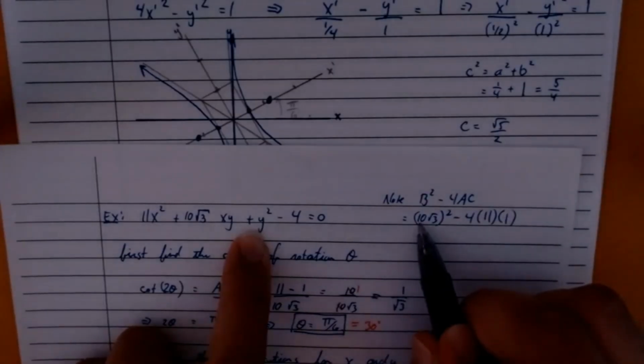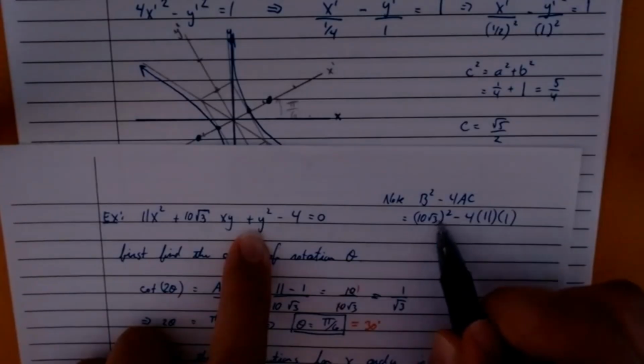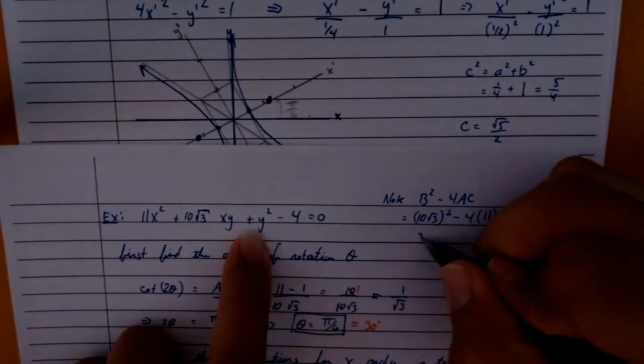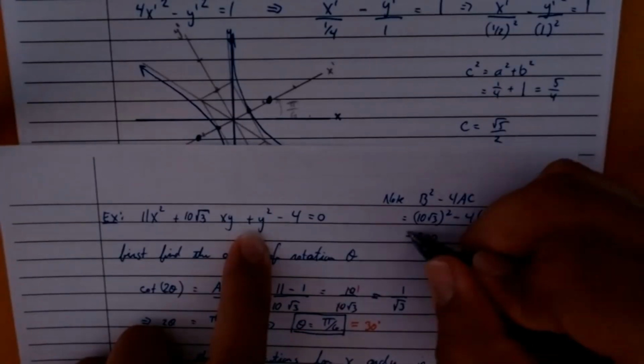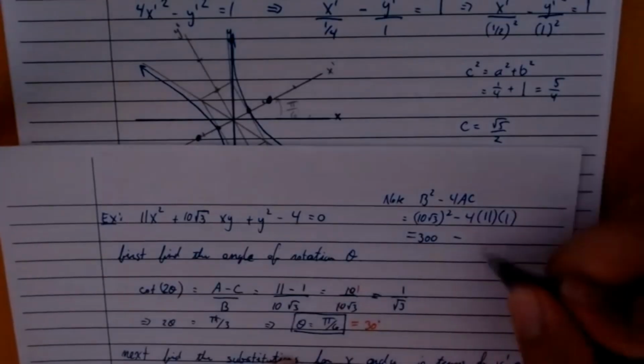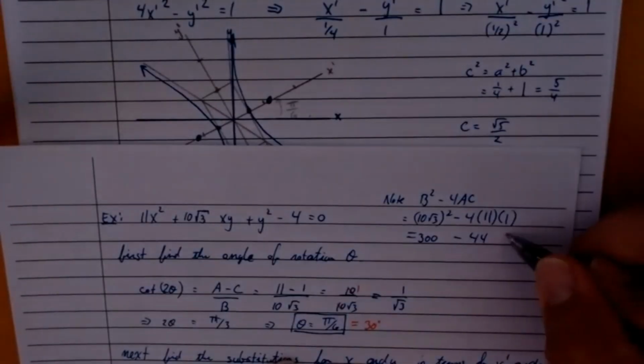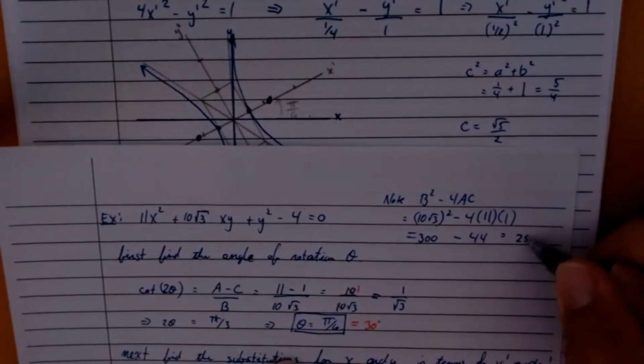If you square 10, that's 100. If you square root 3, that's just 3. So 3 times 100 is 300. Minus 4 times 11 is 44. Times 1 is still 44. If you take 300 minus 44, you end up with, what, 256?